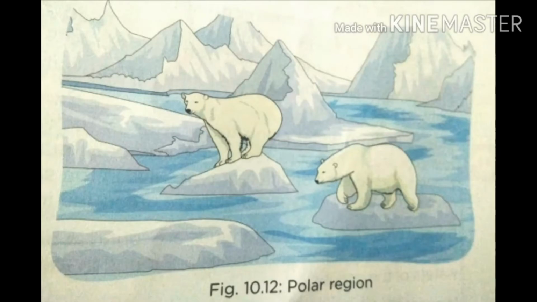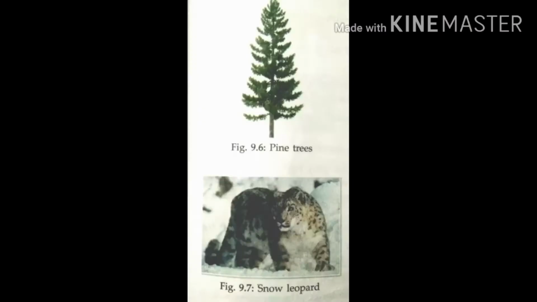Next one, adaptation in animals. Different types of animals are found in different regions of mountains. For example, snow leopard, yak and polar bear are found at very high mountain regions and poles, where the place remains covered with snow at 0 degrees.